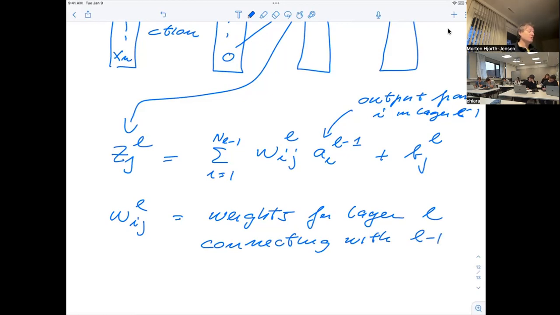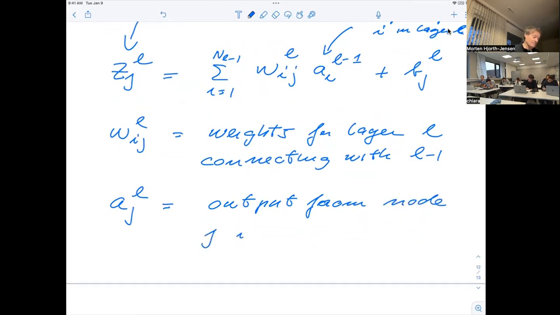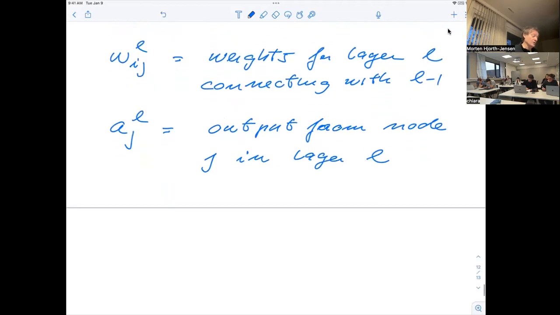What we need to set up as well is now the output from this specific node. If I now define this a_j^L, this is the output from node J in layer L. And we are going to write this a_j^L in terms of a sigma of L. We can have different activation functions for the different layers of z_j^L.